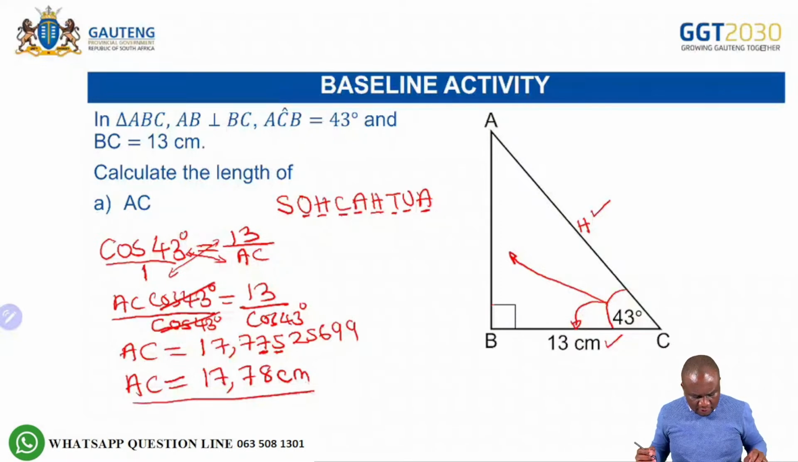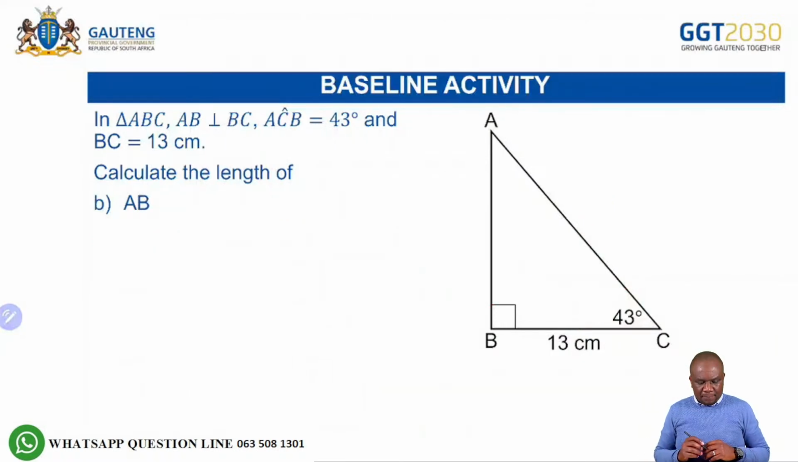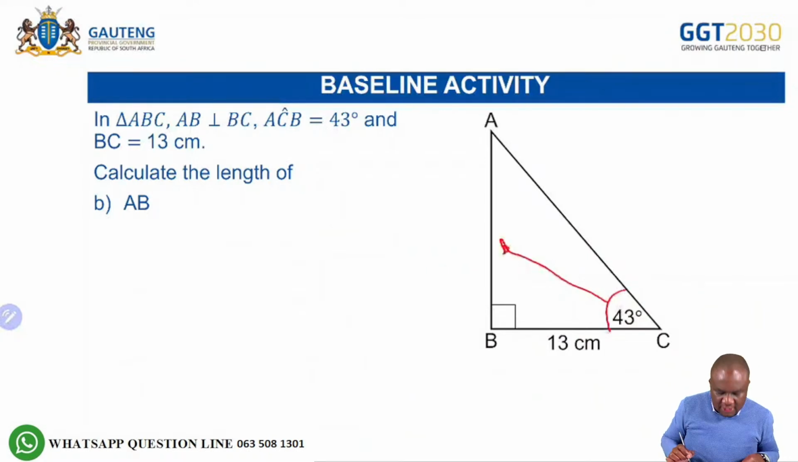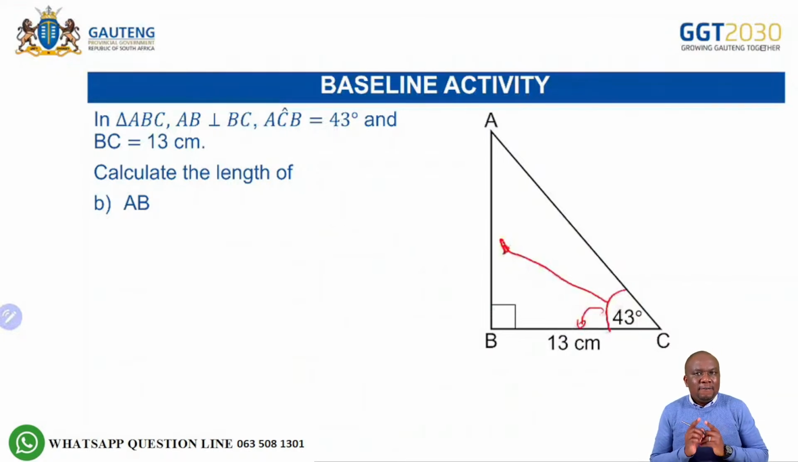Now we're finding the next one. Was it AB? Oh yes, AB. I'll give you time to do corrections when we get to the lesson. This is a baseline activity, just reminding ourselves about what we learned in the previous lessons. If you look at our reference angle, the 43 degrees, AB is the opposite side, and BC is the adjacent side. So which trigonometric ratio involves an opposite side and adjacent side?